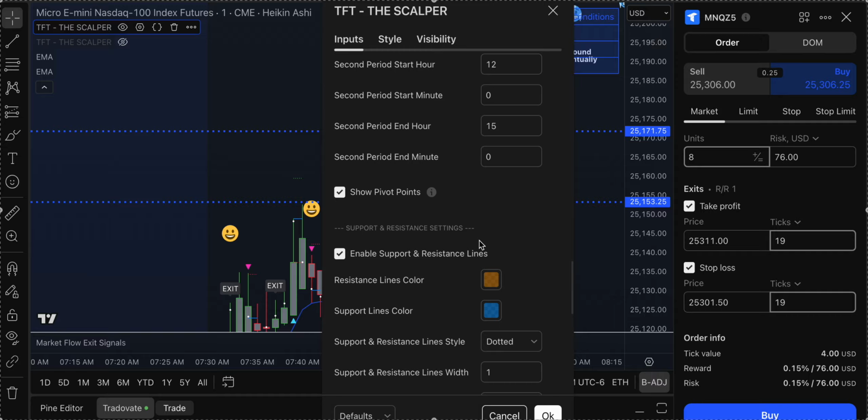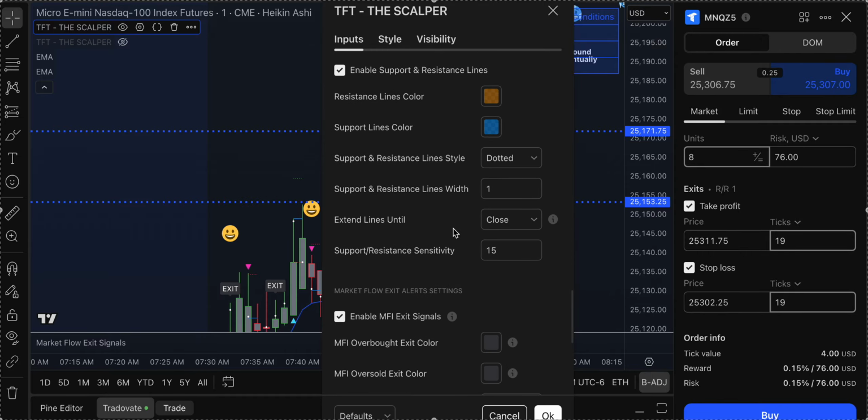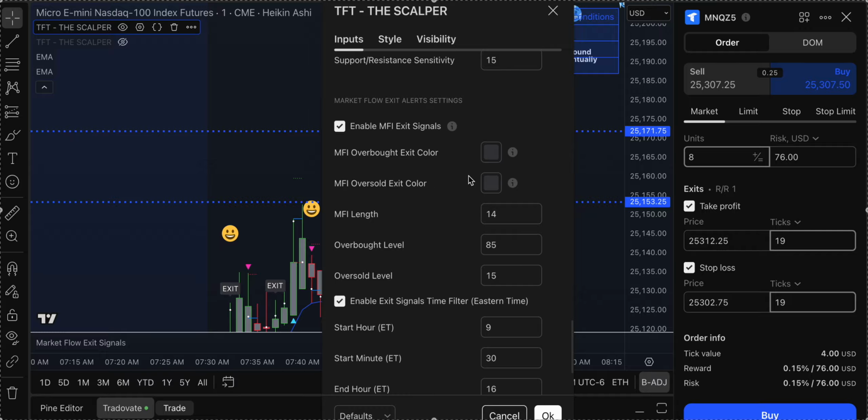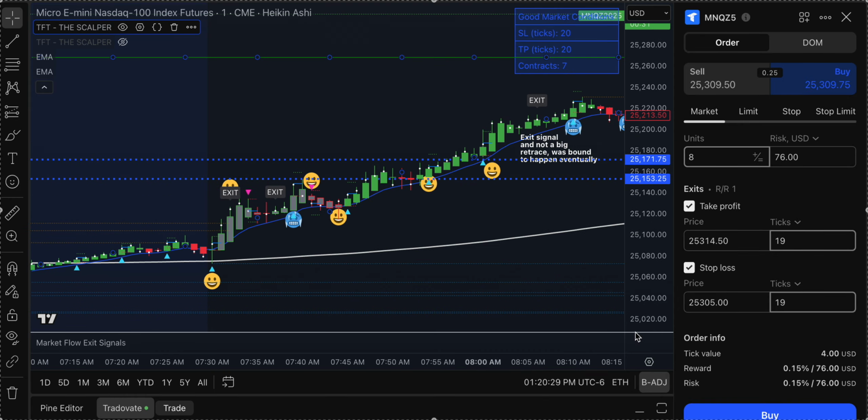Show your pivot lines. You want to have that. That helps you hit your targets. We have support and resistance built in here as well. That's great to have. And then your exit signals you can have here. Like I said, it's overbought, oversold. When it gives you that, saying, hey, the market was overbought here, look at maybe getting out, or oversold, okay? More time settings there, and then your disclaimer.